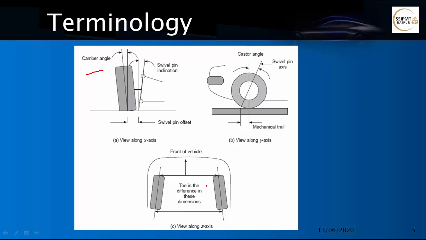Next is toe in and toe out. What is toe? Toe is the difference in these dimensions. You can see the distance from this point to this point in the upper portion is less and the distance is higher in the lower portion. So the difference between the front and rear distance separating the center plane of a pair of wheels is known as toe. So it depends on the condition whether it is toe in or toe out.